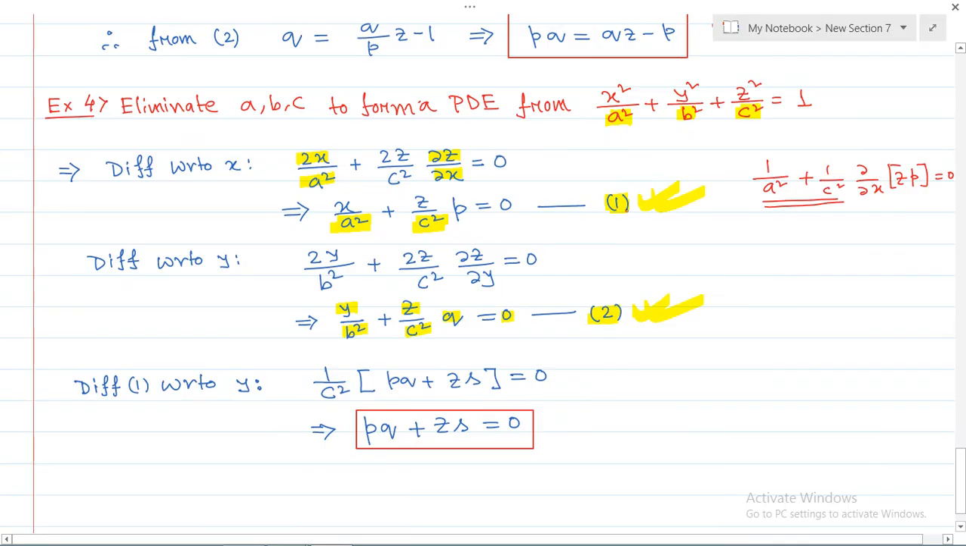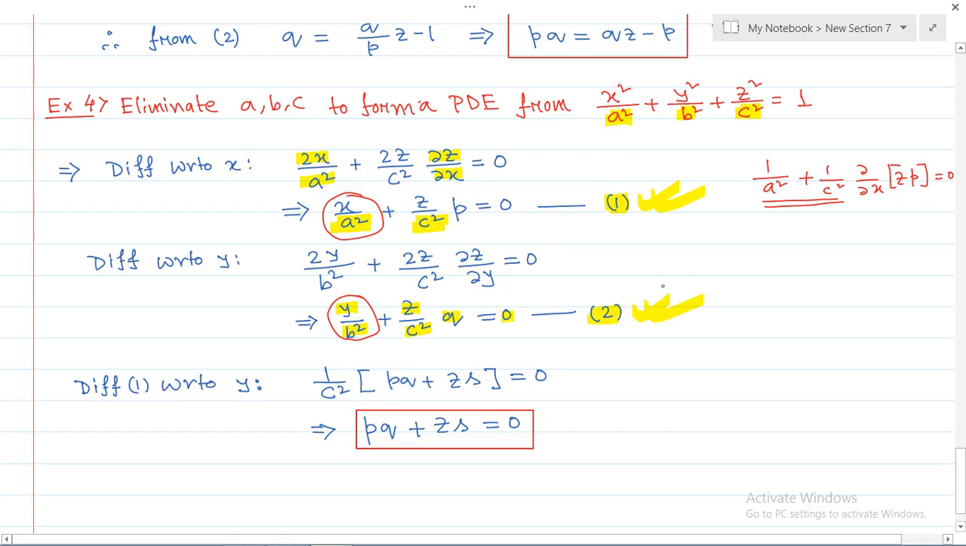Then with respect to what? We have to think here. We have the x upon a square term. If we differentiate equation 1 with respect to y, then this term will completely vanish, right? Or if we differentiate equation 2 with respect to x, this term will completely vanish, right? So we have to decide at this moment whether to differentiate equation 1 partially with respect to y or equation 2 partially with respect to x. Either one we can do. So suppose we are differentiating equation 1 partially with respect to y.